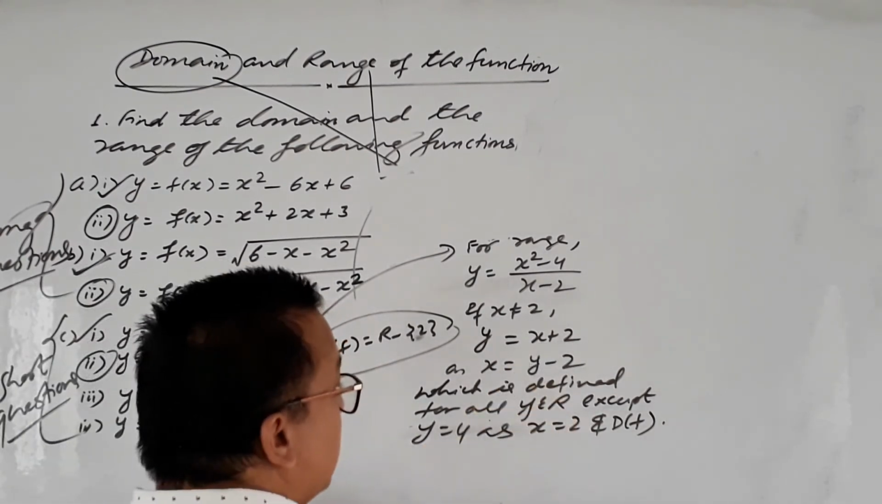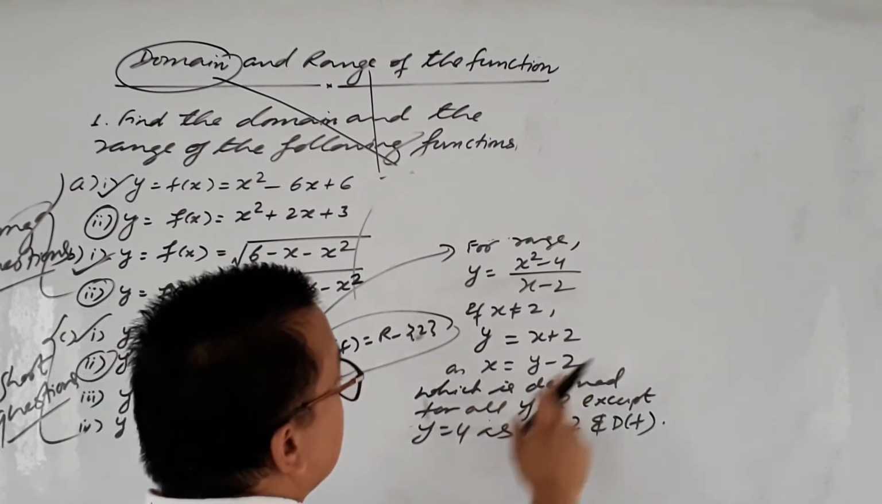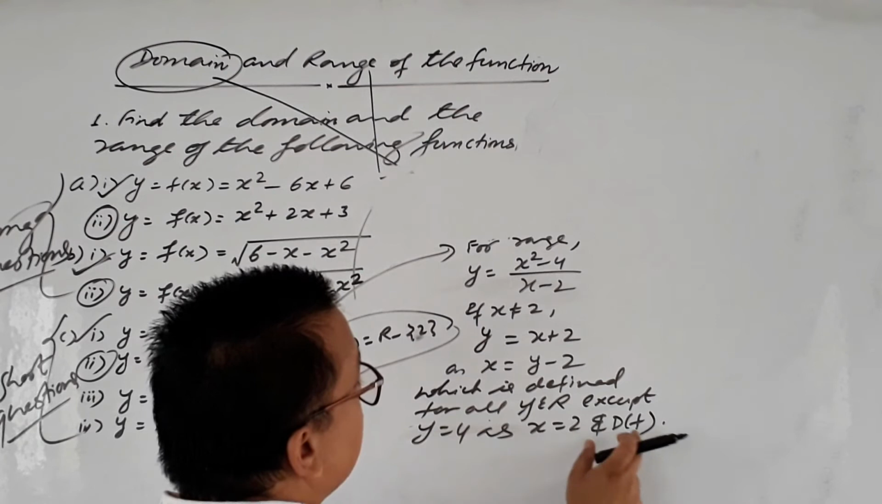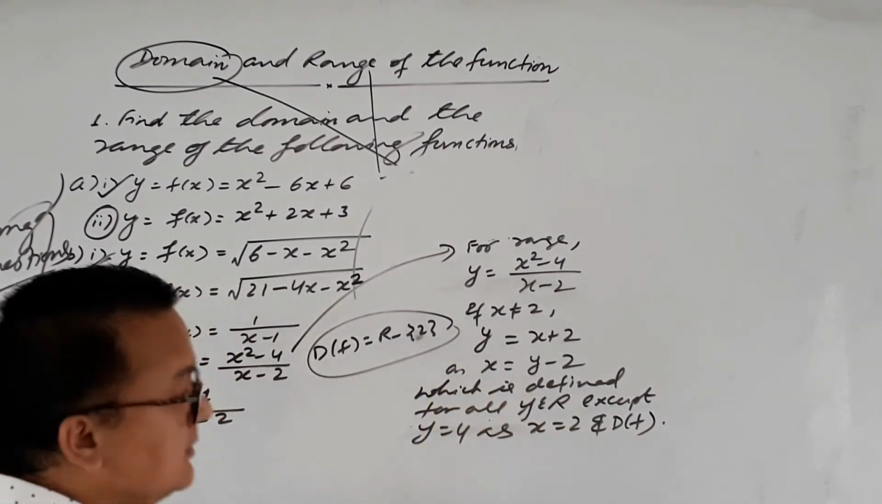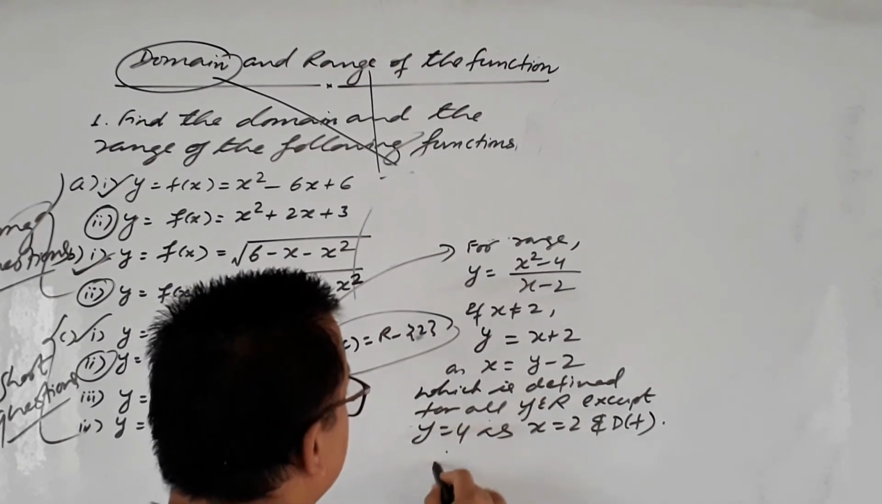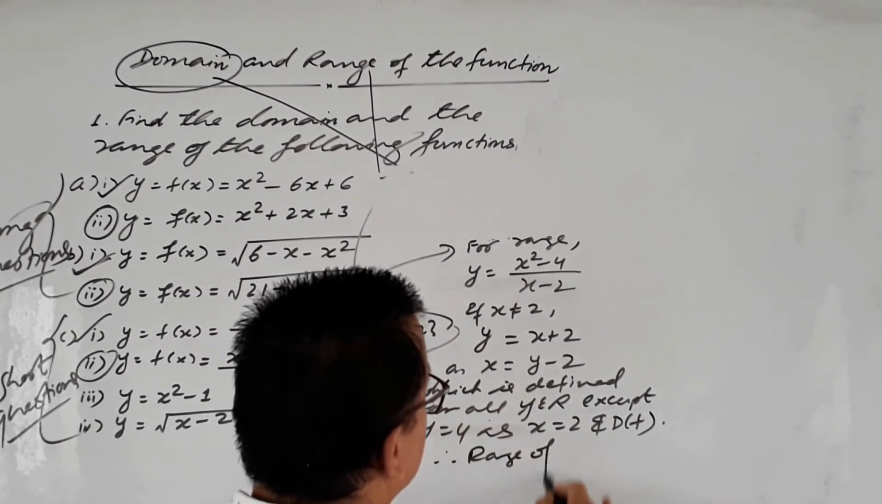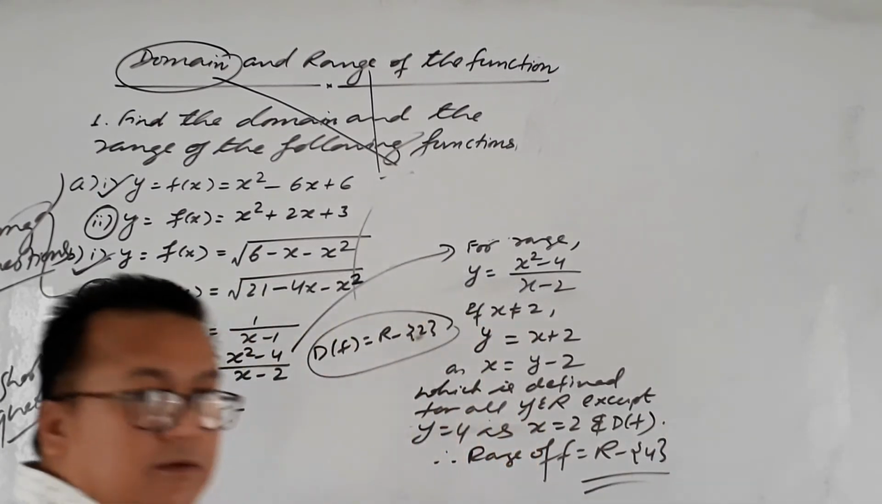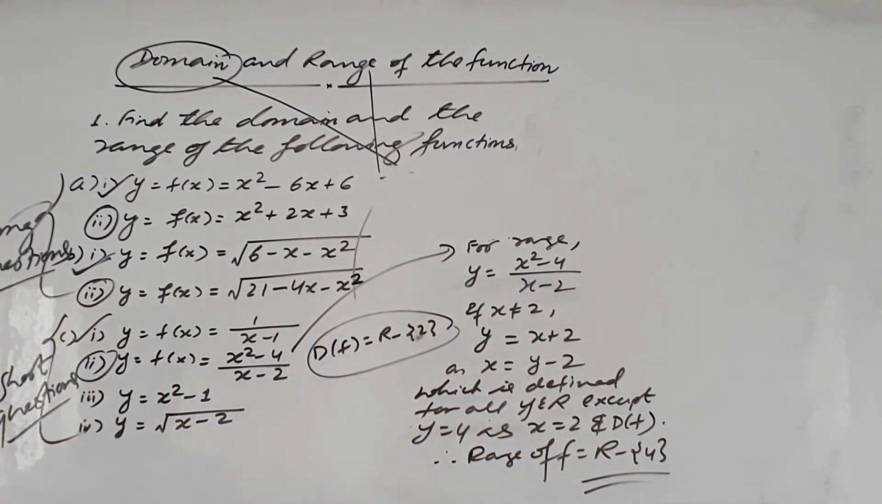If we take 4, then for the value of x we will get 2, but x is equal to 2 does not belong to the domain of the function, right? So if there is no domain for it, then we will not get it. Therefore the range of the function will be R minus the set of 4, right? Clear? So I guess you are clear.